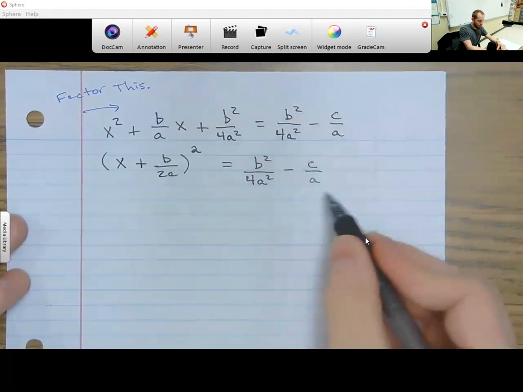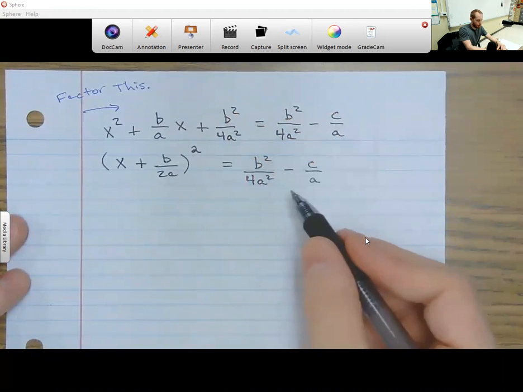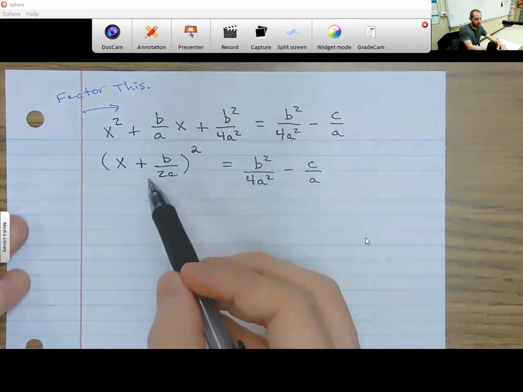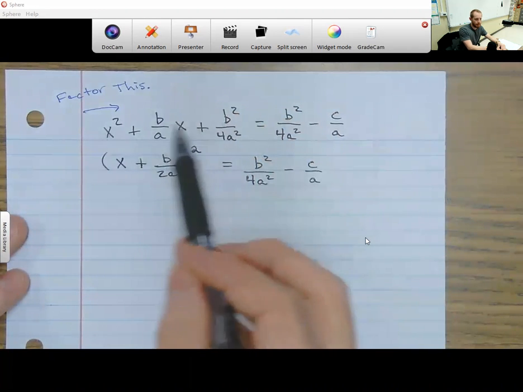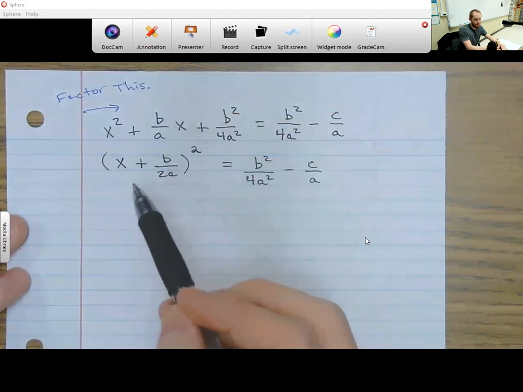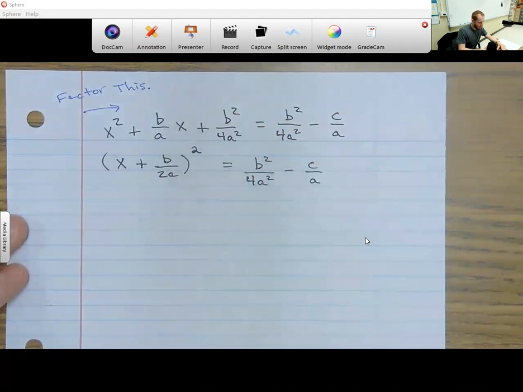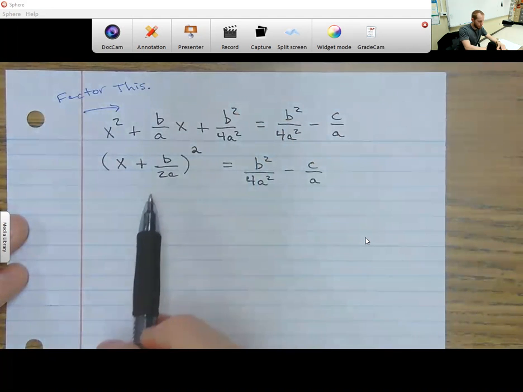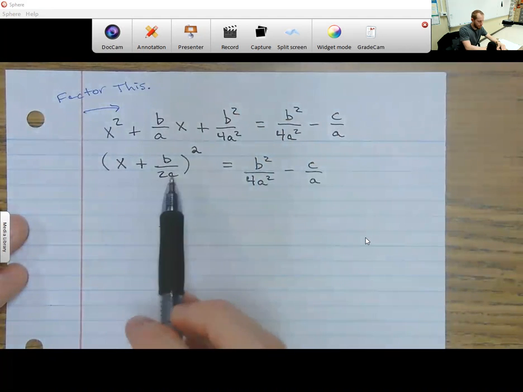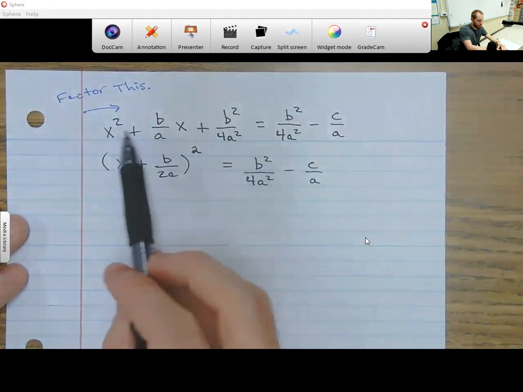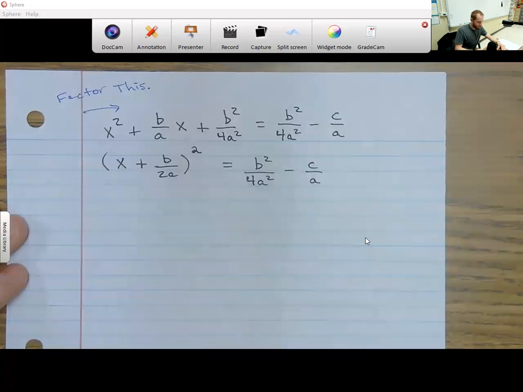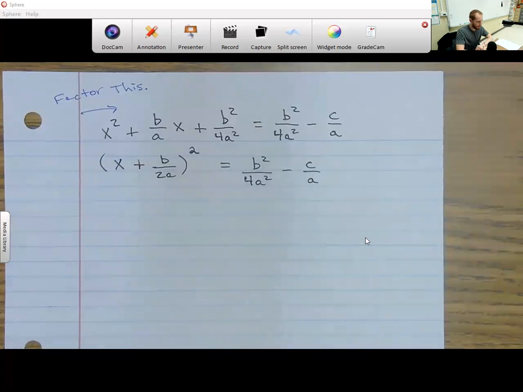So the right side didn't change at all. But the left side did change because I took this whole thing and I factored it. And if you were to FOIL this with itself, you would get right back to this. Okay, so I factored the left side.